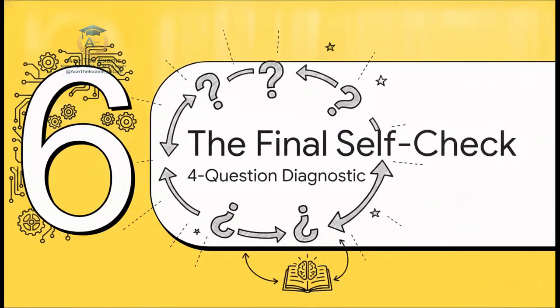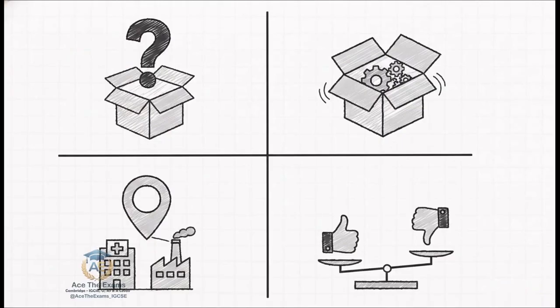And finally, Section 6, the final self-check, the 4-question diagnostic. This right here is the ultimate revision tool to guarantee you are 100% exam ready. These 4 diagnostic questions are your absolute gold standard. Before you close your books at the end of a study session, you must be able to answer these aloud for every single concept. 1. What is it? 2. How does it actually work? 3. Where is it used in the real world? 4. Why is it better or worse than the alternative in that specific situation? If you can answer those 4 prompts aloud clearly, the topic is absolutely ready for the examination.